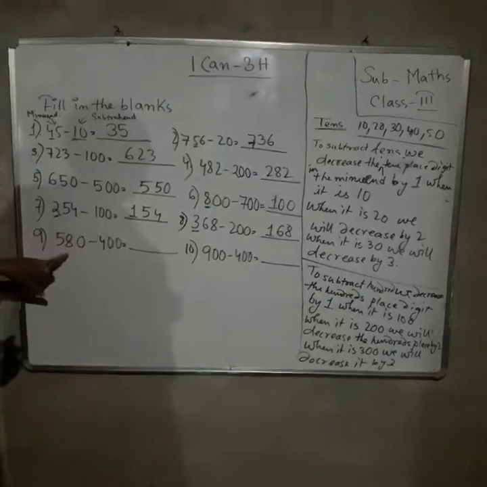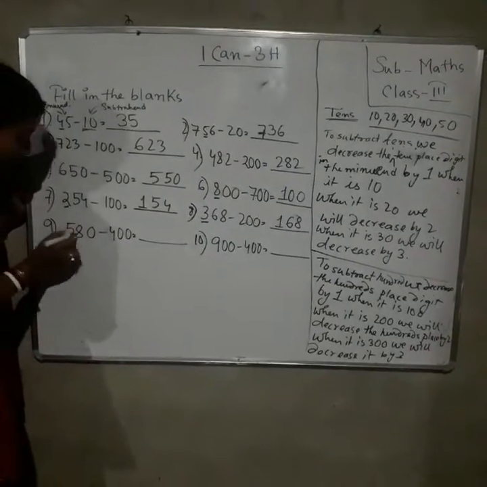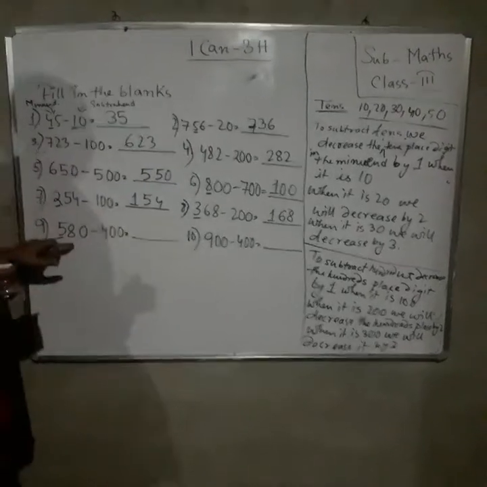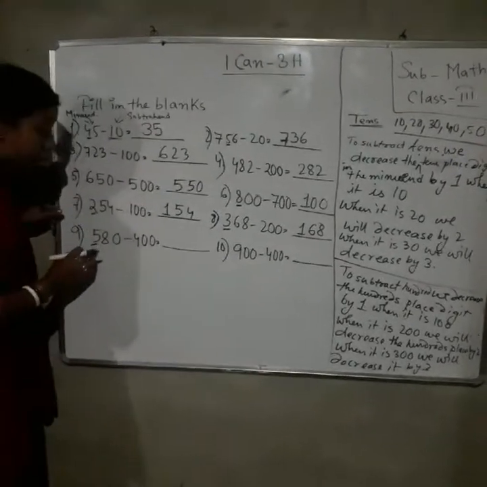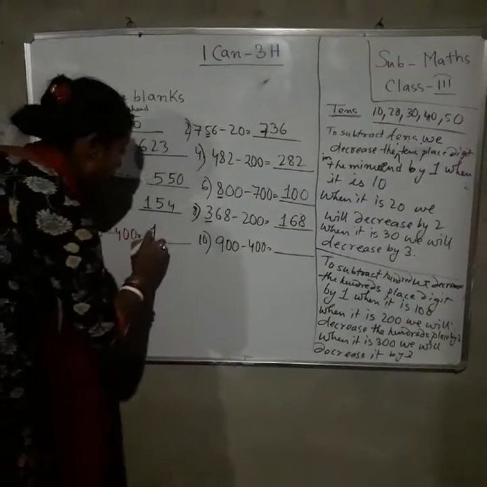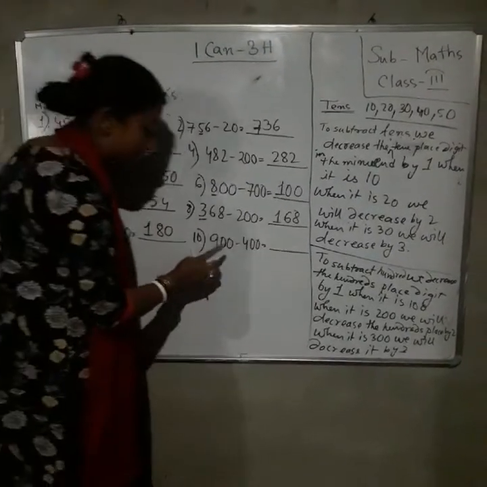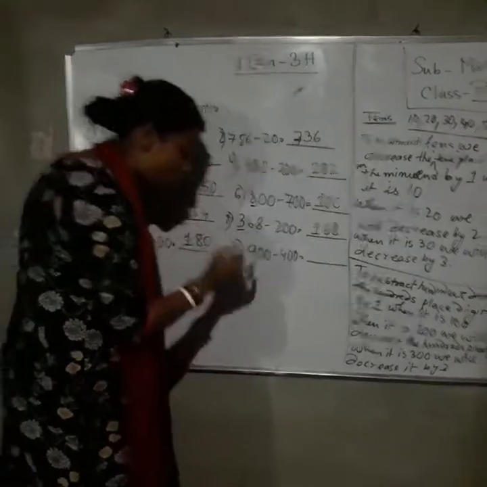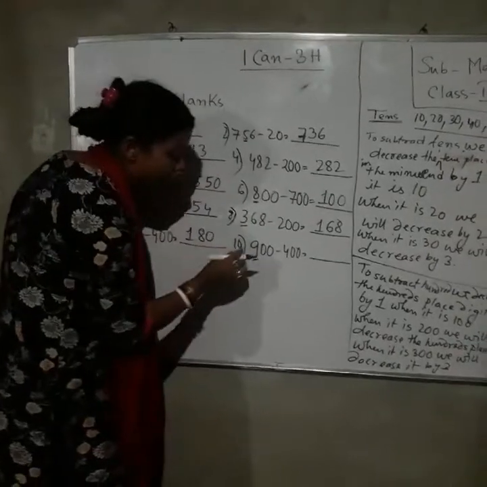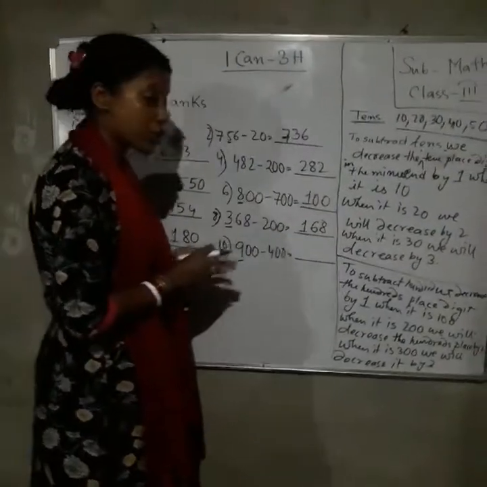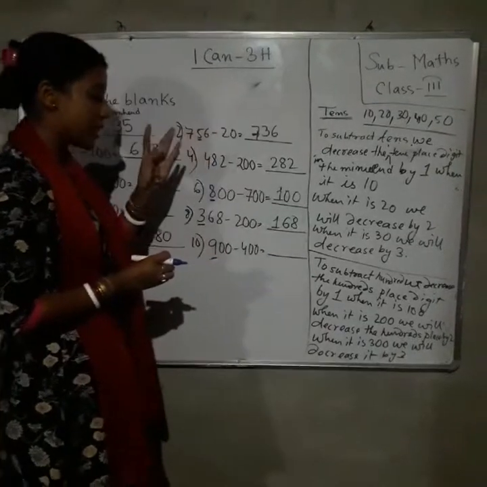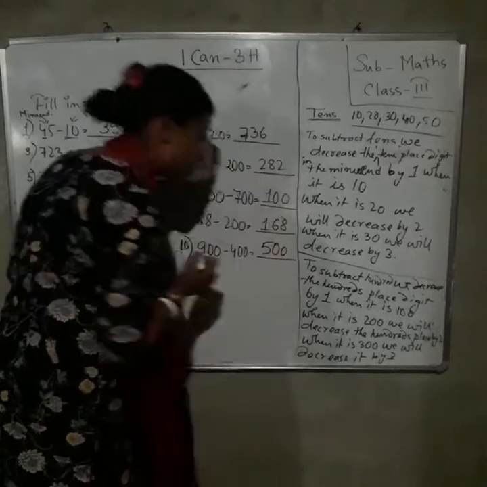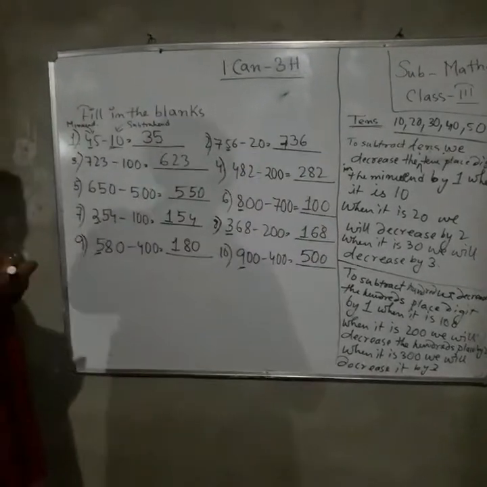Then 580 minus 400. 400 means decrease by 4. Only the hundreds place, remember. Others all will remain the same. So 5 minus 4 is 1. So 180. Then 900 minus 400. 400 means we will decrease by 4 the hundreds place of the minuend. So 9 minus 4 is 5. So 500.